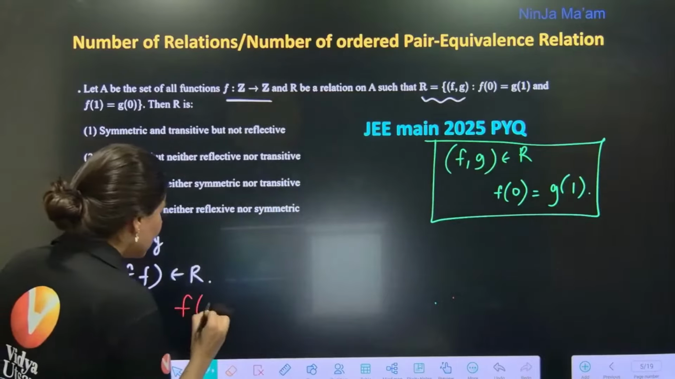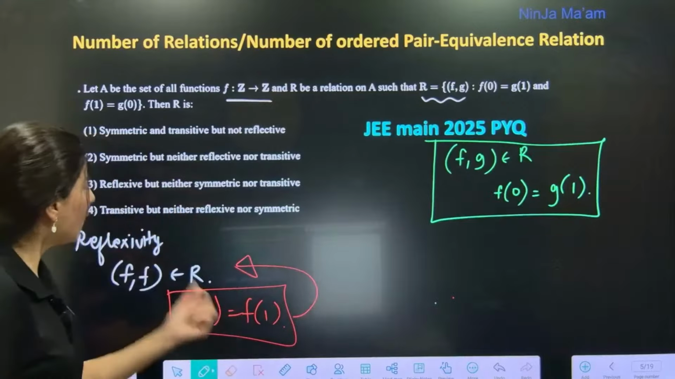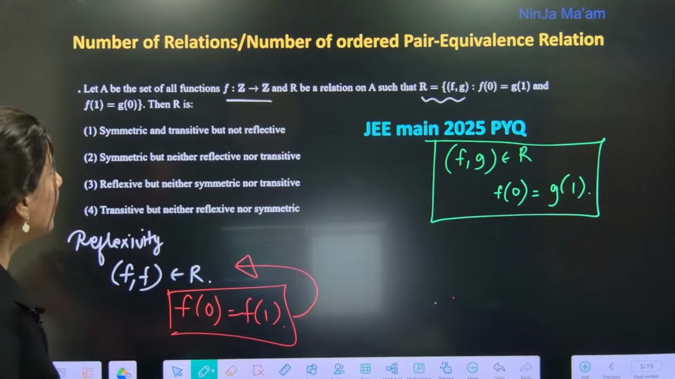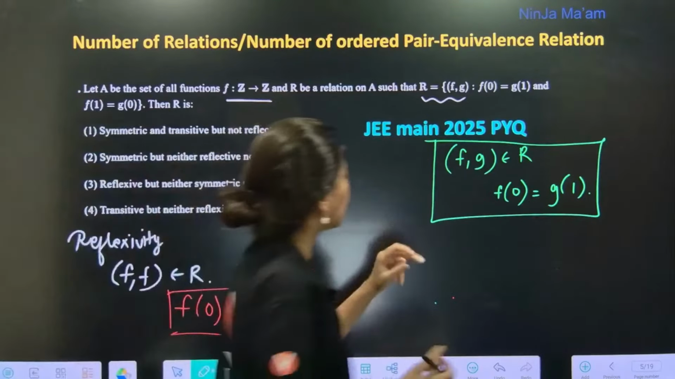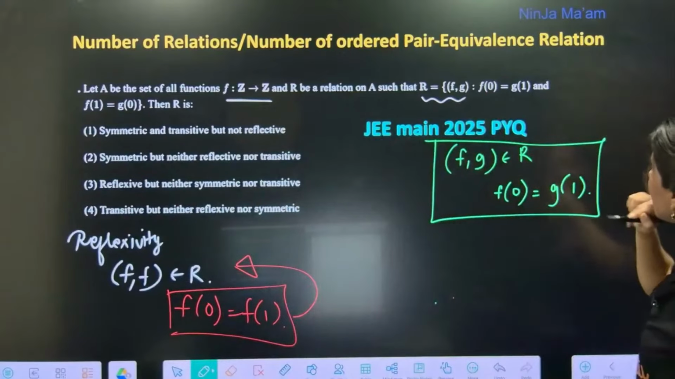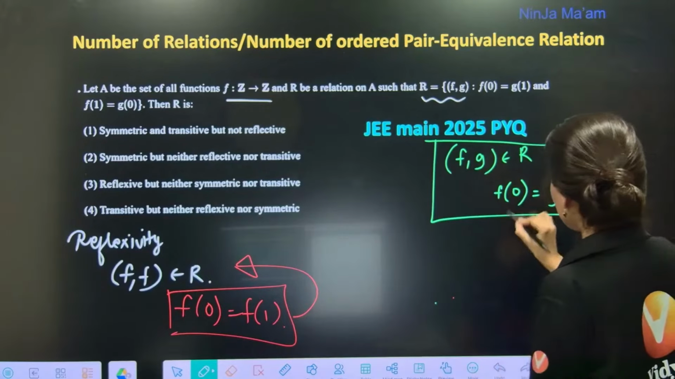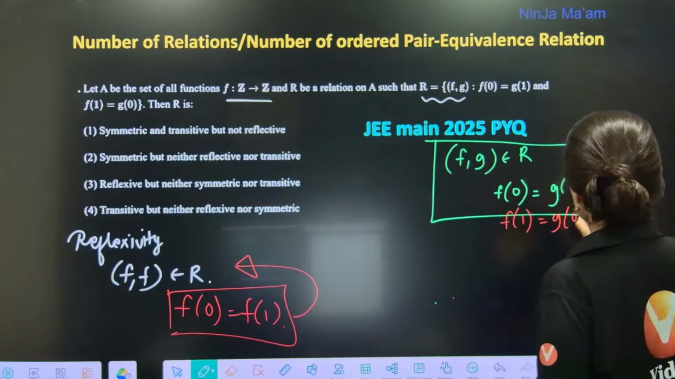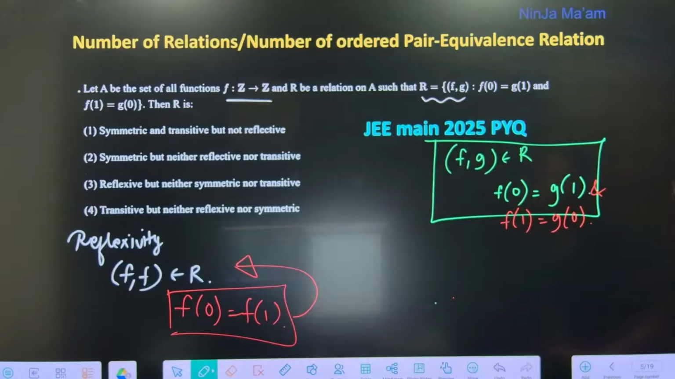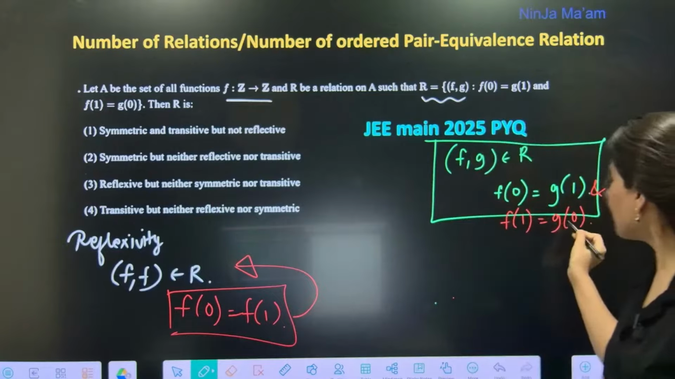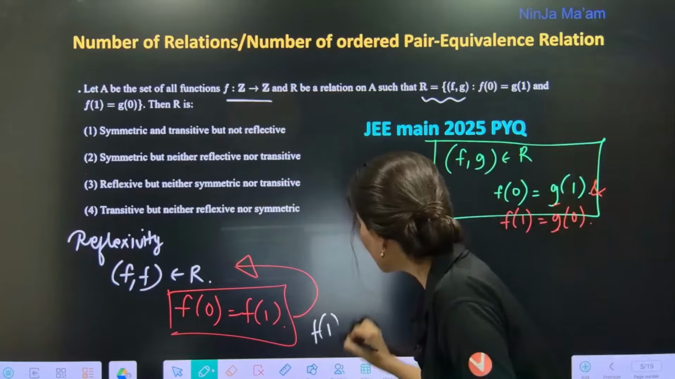Basically you have to replace g by f. So f of 0 here should be equal to f of 1. If this is true, then this will be true. f of 0 and f of 1, are they equal? No, f of 0 and f of 1 are not equal. In fact, f of 0 and g of 1 is equal. One more condition, f of 1 is equal to g of 0. So we need to check f of 0 should be equal to f of 1, and again f of 1 should be equal to f of 0. Basically, if you replace g by f now, both conditions should be the same condition.